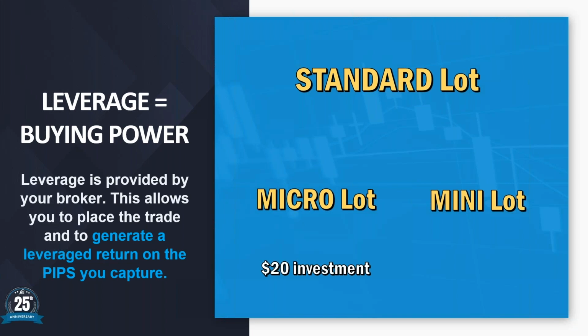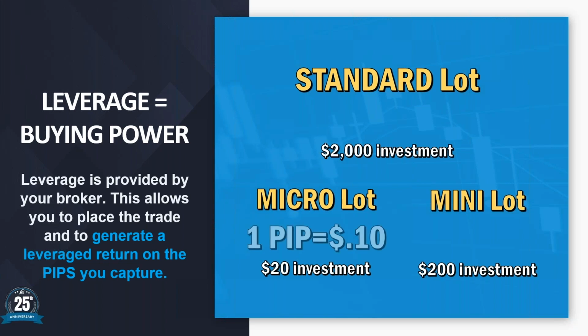Now, most of my students are going to trade with a mini lot. That's a $200 investment per trade. And a standard lot is a $2,000 investment per trade. Now, each one of these has a different profit value. When you trade with a micro lot, for every pip you generate, you're generating 10 cents per pip. Now, that's not a lot of money, right?